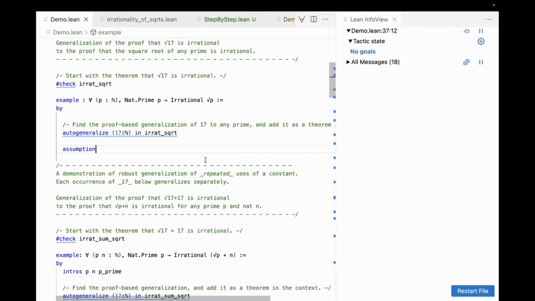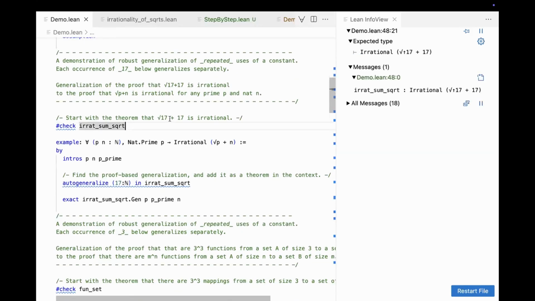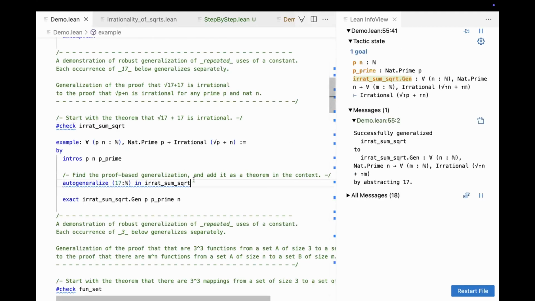And so here we have the proof that the square root of 17 plus 17 is irrational. And we run this tactic on it, and it generalizes like you'd expect to the theorem that the square root of n is irrational where n is prime, plus m where m is any natural number with no additional hypotheses on it.